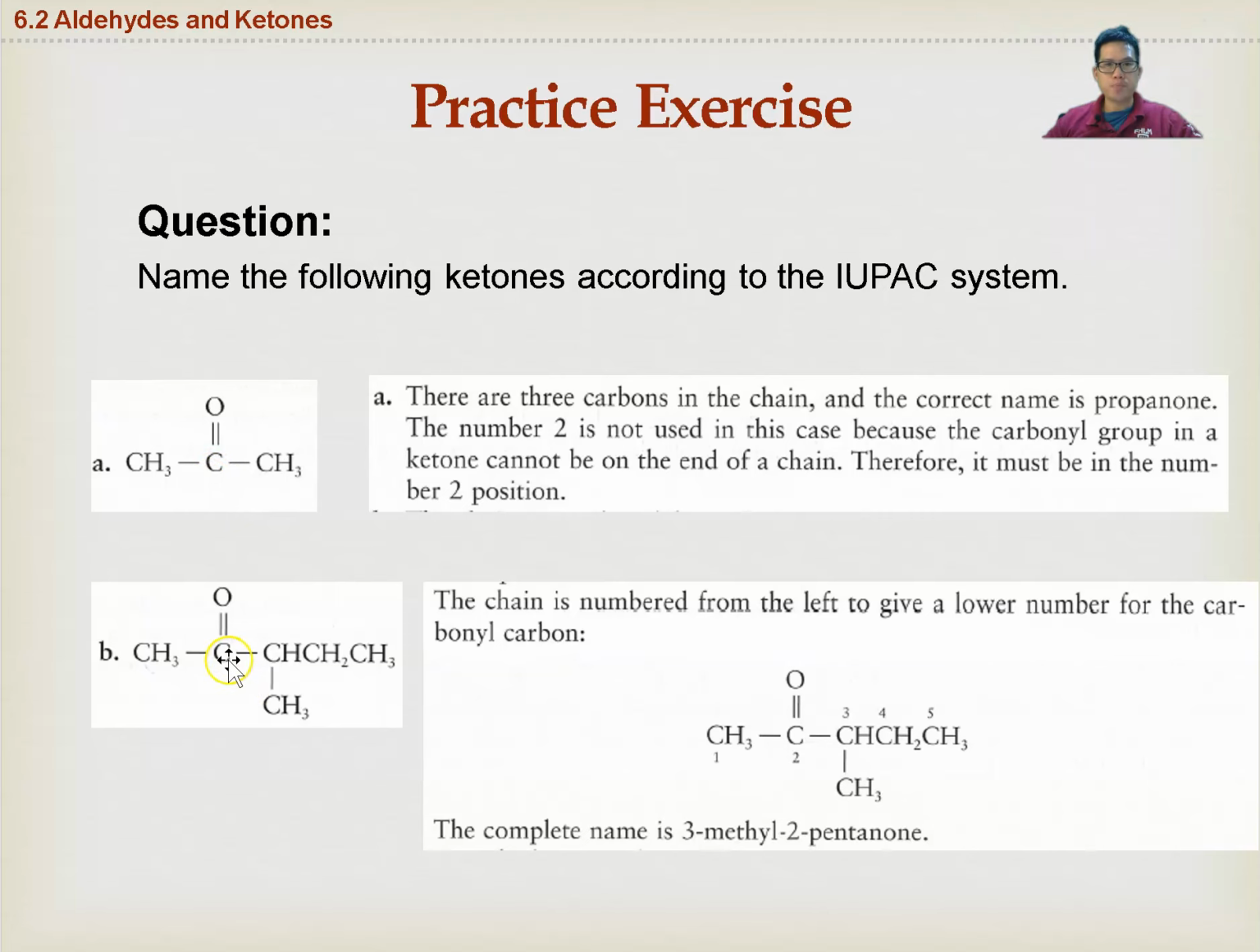Whereas this one you need to find the smallest number. So you go from left to right, 1, 2, 3, 4, 5, and from right to left, 1, 2, 3, 4, 5. So it's shortest from left to right, so carbon number 2. In this case, 1, 2, 3, 4, 5. The methyl group is located at number 3, so it's going to be 3-methyl-2-pentanone.